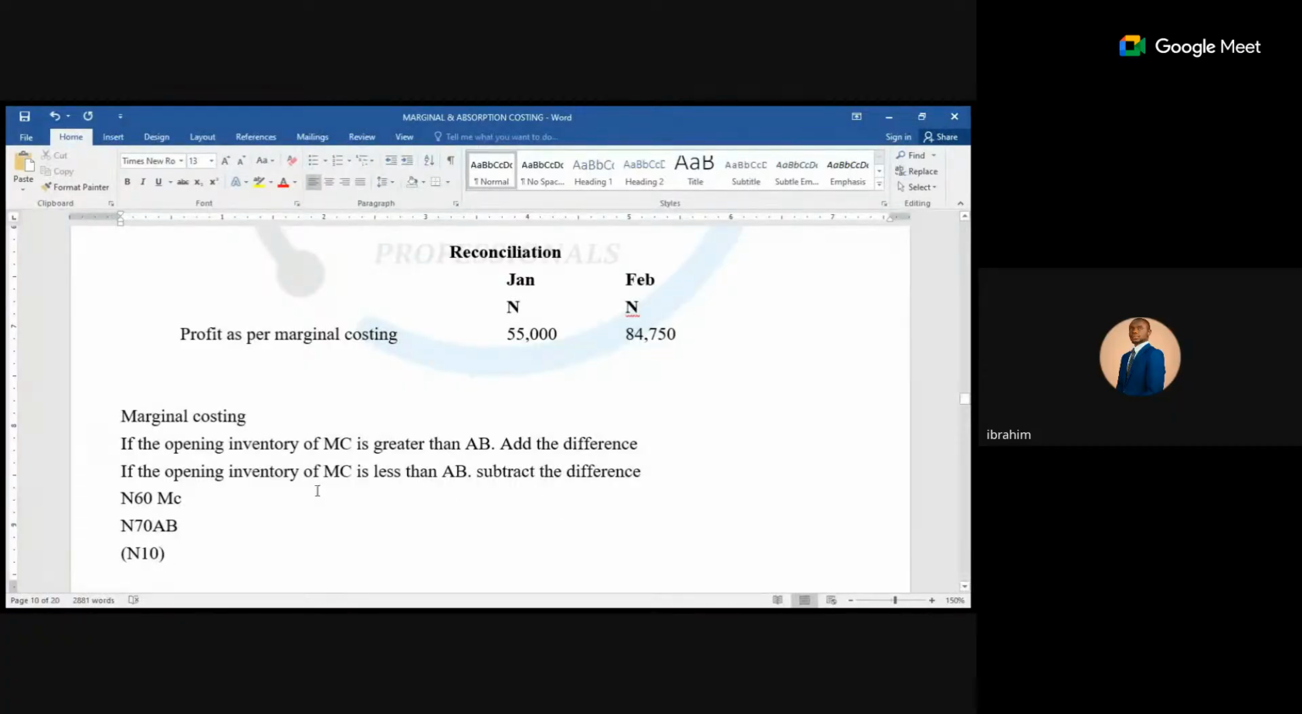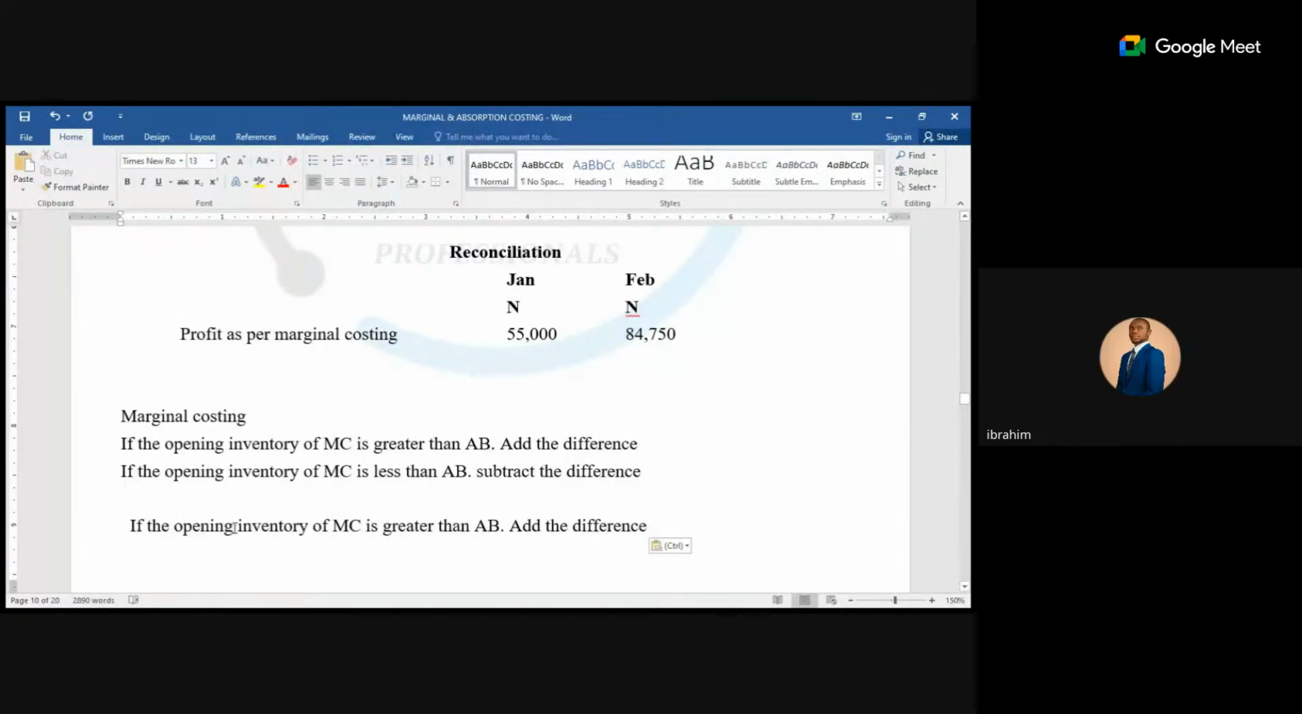Now, this is for opening. The reason why I started with marginal costing is because we started with profit as per marginal costing. You can start with absorption costing by restating this. Now, for the closing, I can just copy this. It is the opposite of this, right?